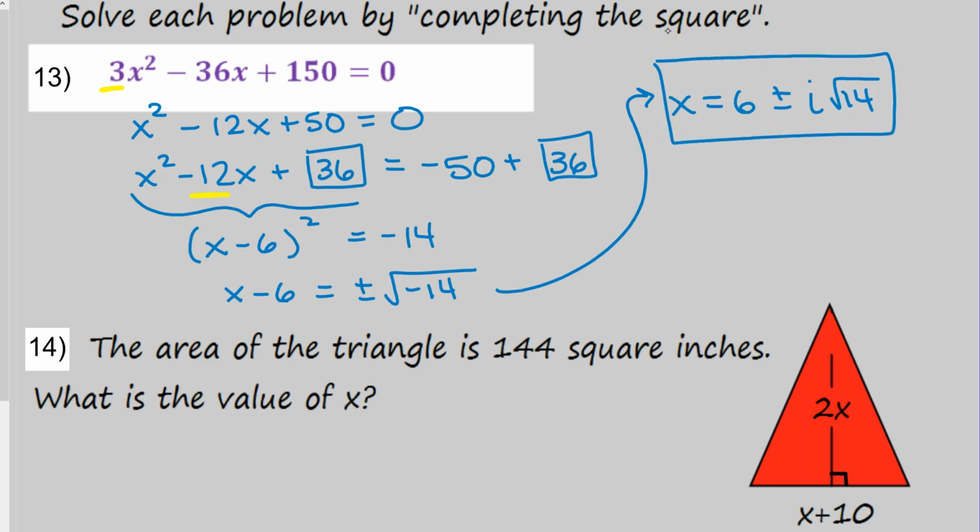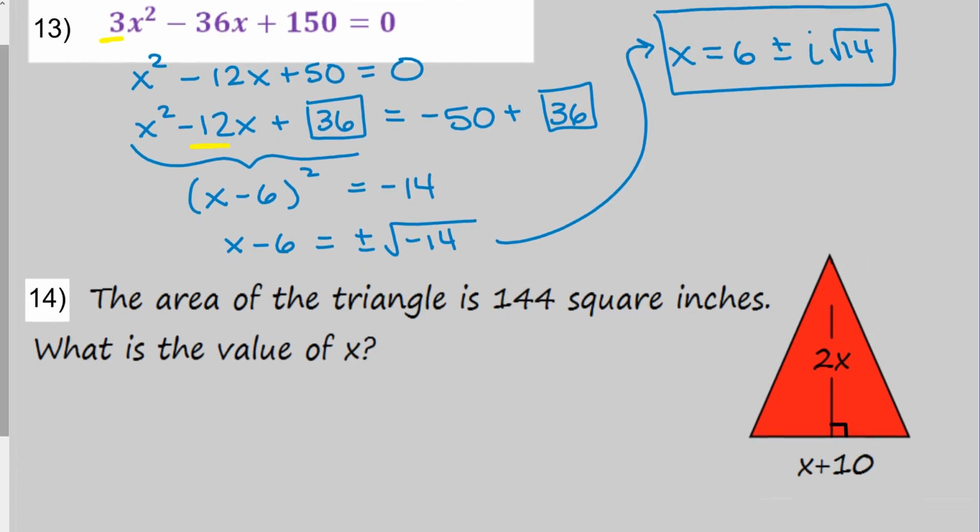Okay, just a couple more things to do. Here's a word problem and a geometry problem, 2 for the price of 1. The area of the triangle is 144 square inches. What is the value of x? Okay, so we know the formula for the area of a triangle, right? What is it? That's right, 1/2 times the base times the height. And the base and the height have to be perpendicular. So we have x plus 10 for the base, and we have 2x for the height.